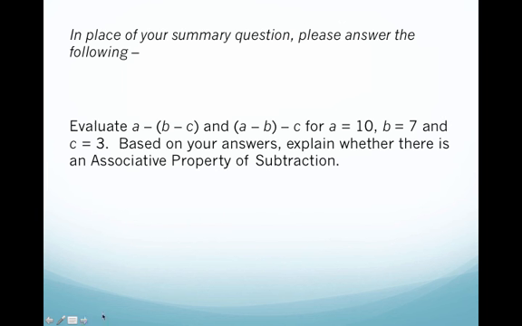Okay, so normally you write a summary question. That's part of the wins sheet that I gave you. But this time instead, I would like you to consider the following and write an answer to the following. Evaluate A minus the quantity B minus C and the quantity A minus B minus C for A equals 10, B equals 7, and C equals 3. So you're going to take some time and think about what your answers are and explain whether there is an associative property of subtraction.